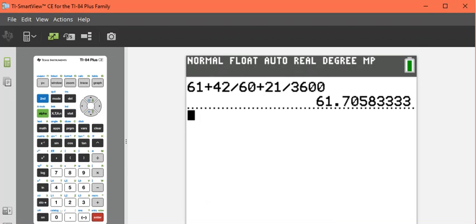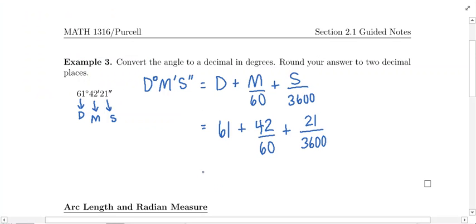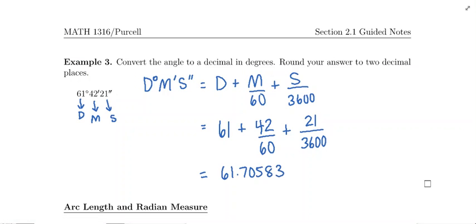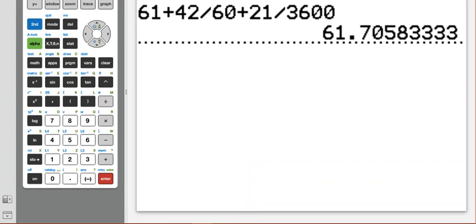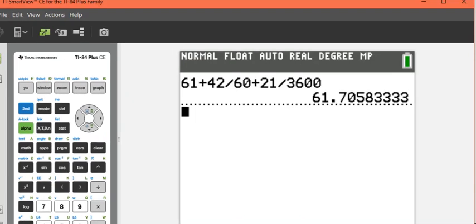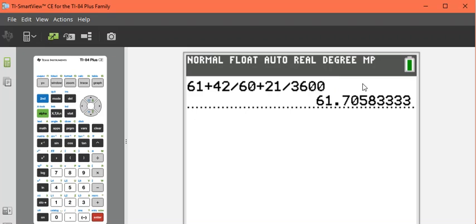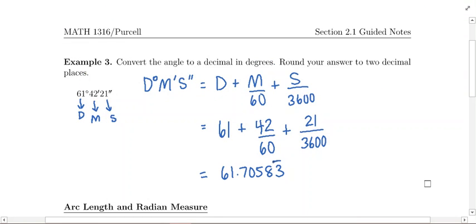Okay, so let's see here. Let me go back to my page. All right, so I'm going to get 61.705, and I think it was like 83, and then the 3 kept repeating. So let's see here. Yes, that's what it looks like. 70583 repeating. I'm going to put the little bar over the 3 to indicate that it keeps repeating. Okay, so this is what popped out of the calculator. Like I said, exactly what we expected.